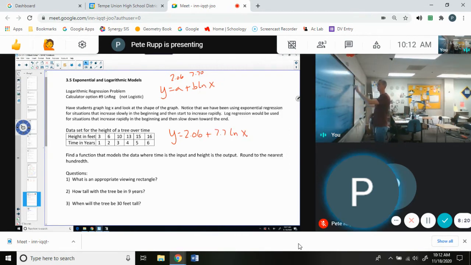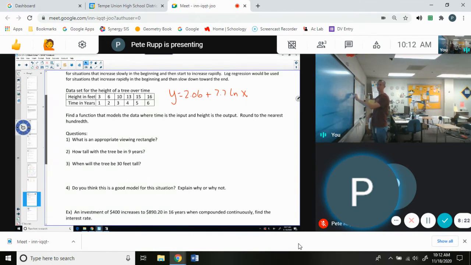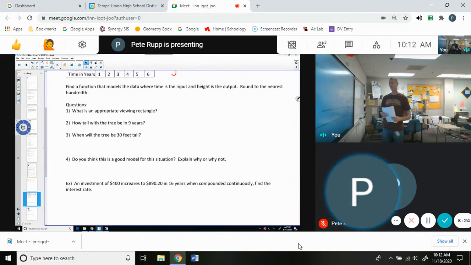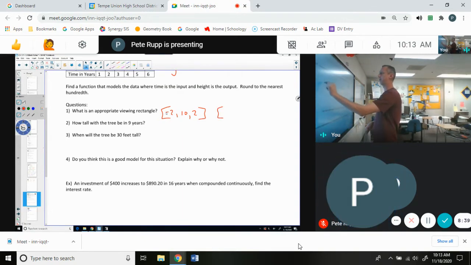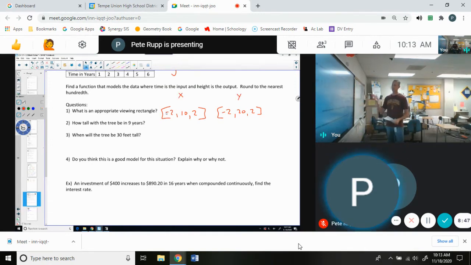So what is an appropriate viewing rectangle? What that means is, what are your windows? So remember that, actually we can go back and look, but remember we went from -2 to 10, scaled by 2s. So your x's come first, and then your y values went from -2 to 20 by 2s. So remember that x's usually come first and y's come second, so I'll just label them. Okay, so there's an appropriate viewing rectangle.